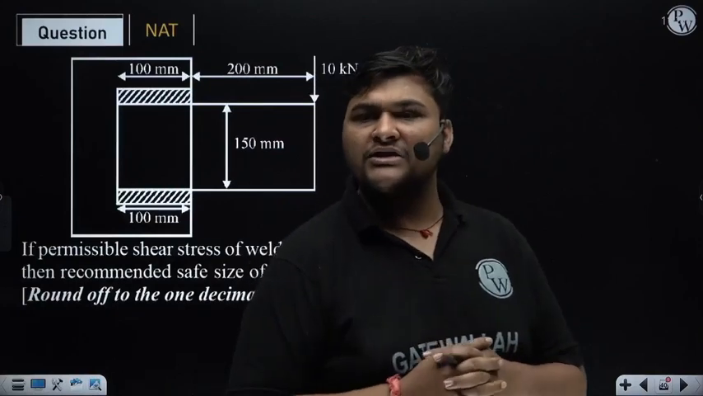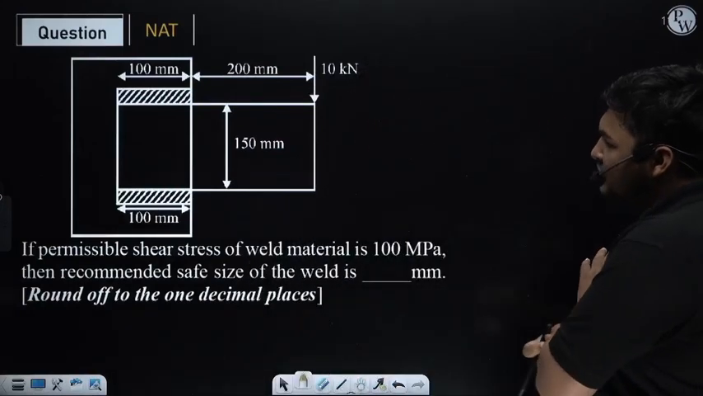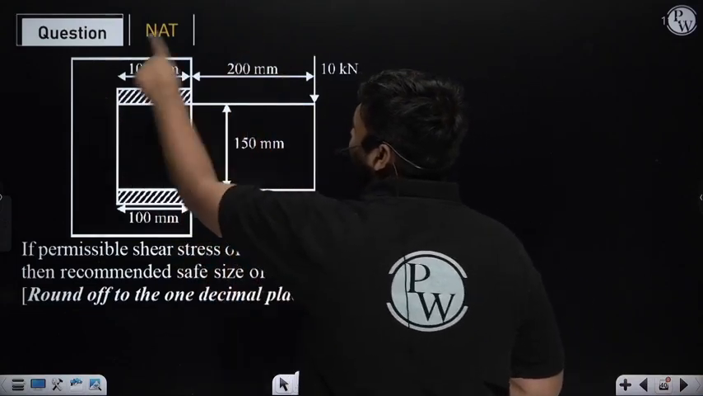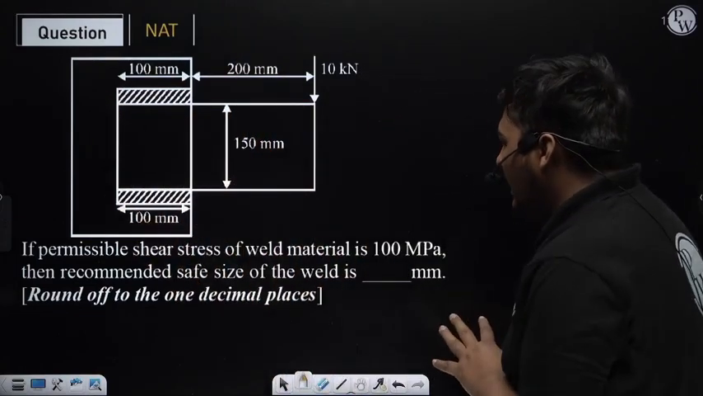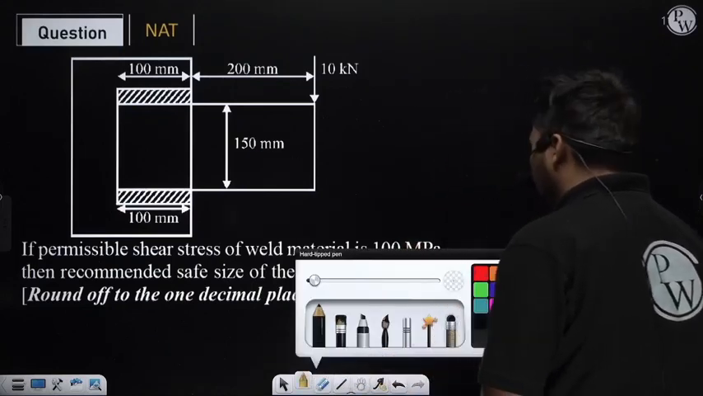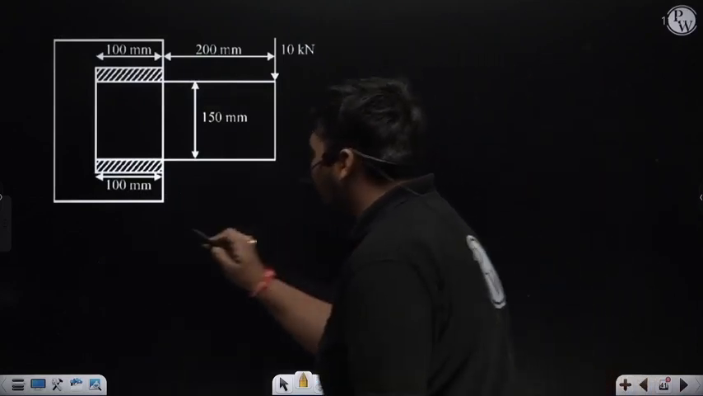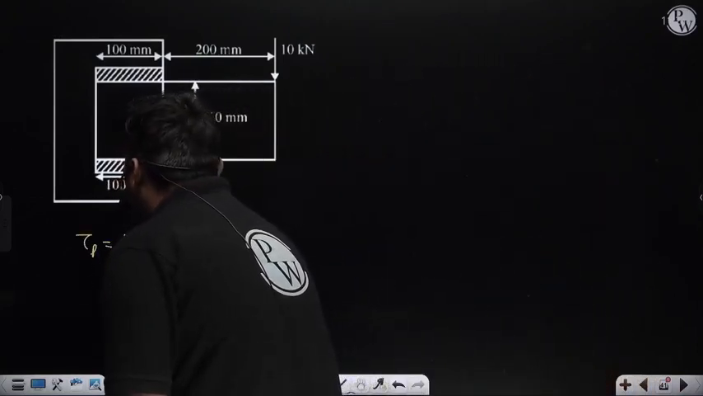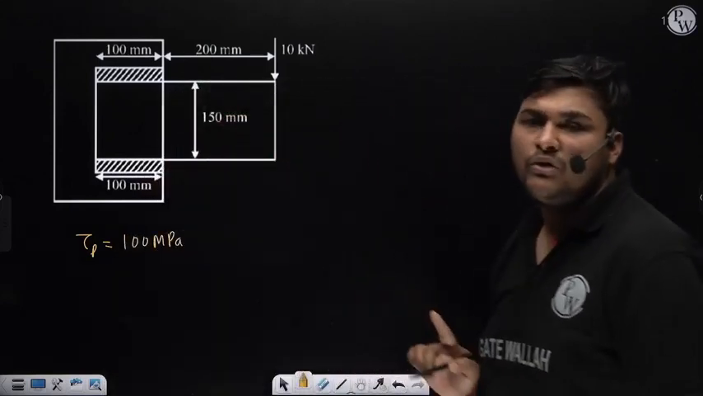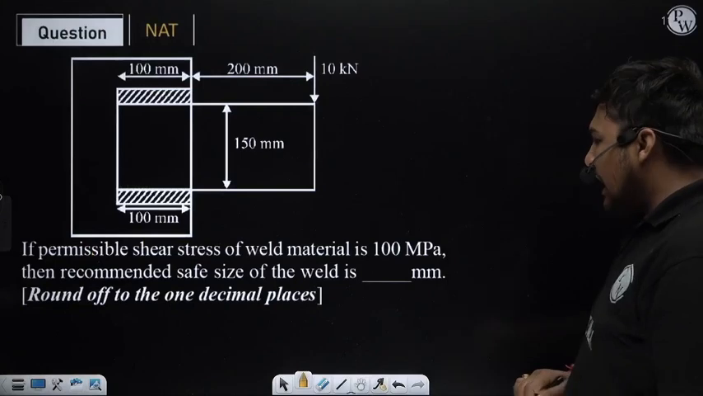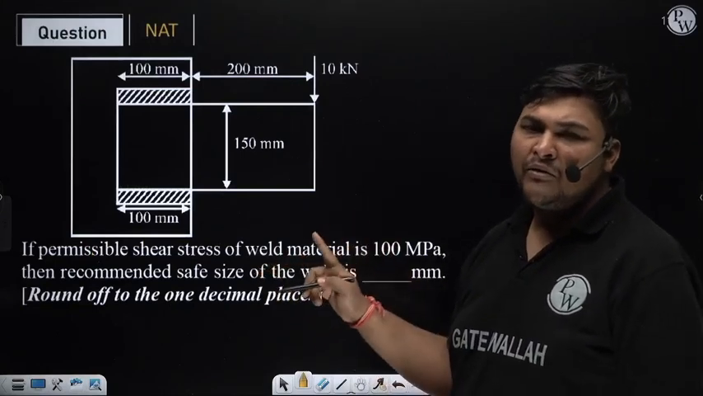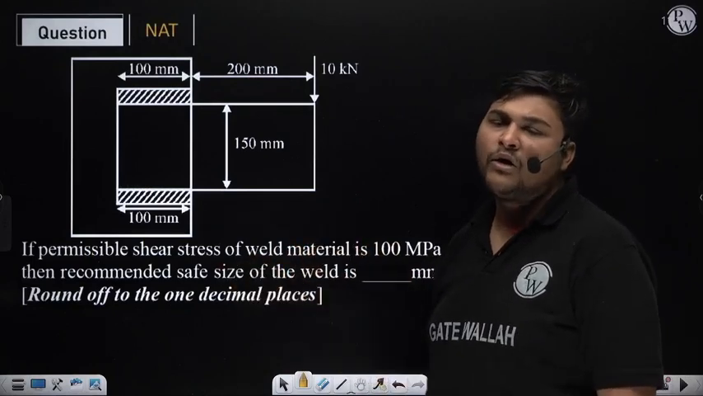So students, now we will discuss one question. What this question is saying: these two plates, suppose this is plate A and plate B, are connected by a welded joint. The permissible shear stress of the weld material is given, it is 100 megapascal. Tau p is given as 100 megapascal or Newton per meter square, meaning the actual overall maximum shear stress should be equal to 100 or less than 100. Now the examiner is asking for the recommended size of the weld, meaning we have to find the leg. If we find the throat of the weld, then we can find the leg of the weld also.